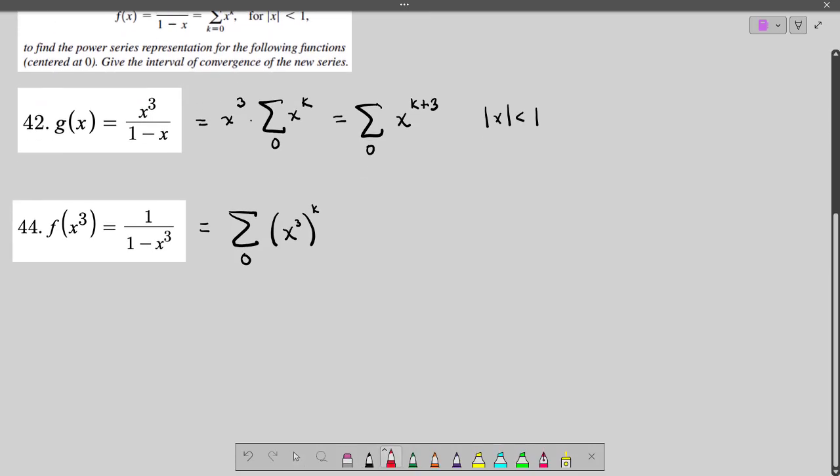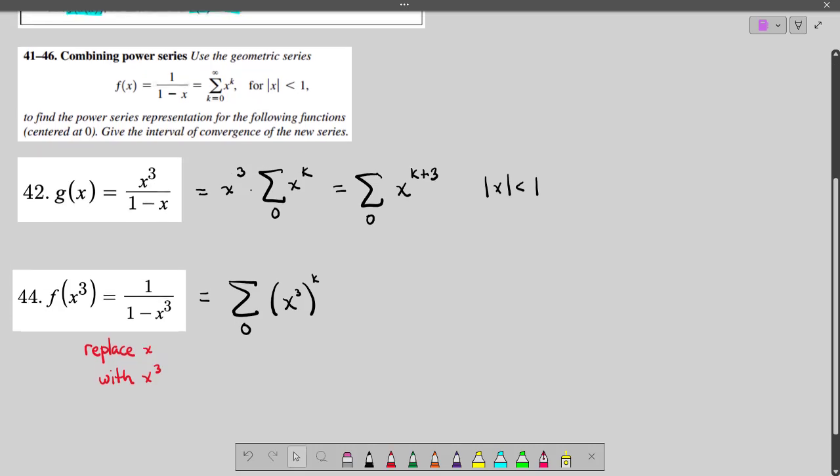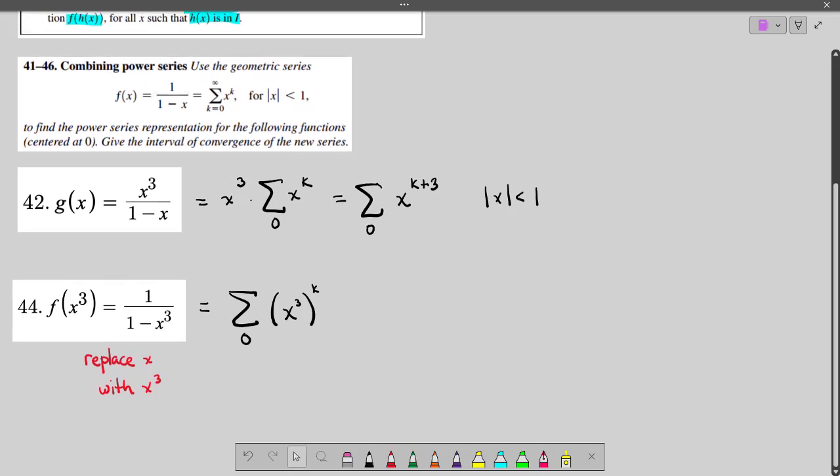So we'll replace x with, so we come up to this power series right there, take that x, replace it with x cubed. Let's do a little simplification. So our simplification is that this power series is now x to the 3k. K starts at 0 still.